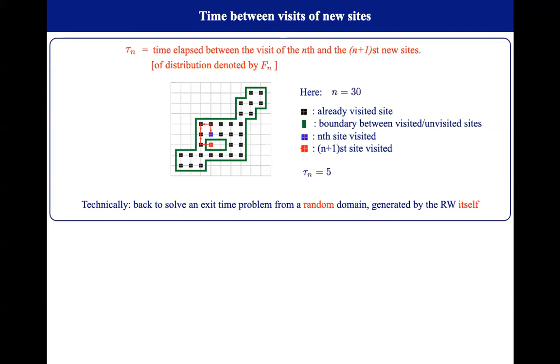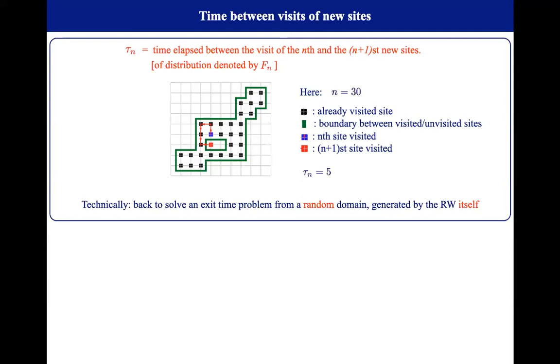as we heard this morning, but this time, the random domain that you consider is random and not given a priori like this morning. And in addition, this random domain is generated by the random walk itself. It is not put by hand. This is generated by the random walk. This is a complicated problem.